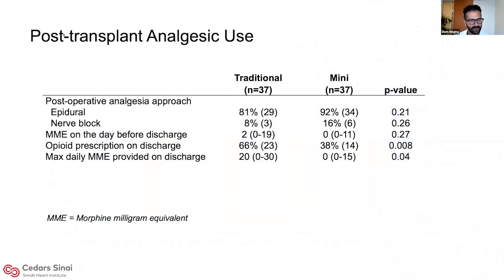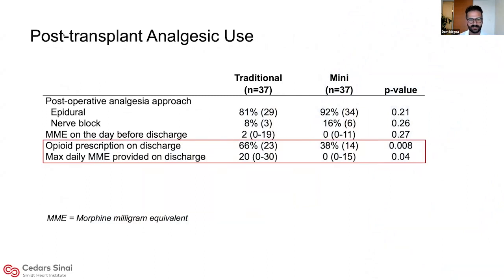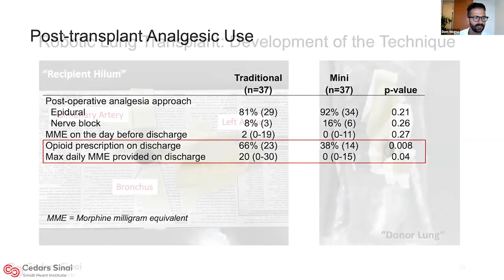And then what we saw here was that opioid prescription on discharge was significantly better in the minimally invasive group, almost half of what we saw in the traditional group. And the same with the morphine milligram equivalents provided on discharge. So opioid use was less in our minimally invasive group.